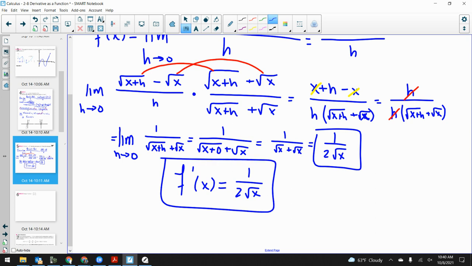Once we get to section like 3.3 or so, 3.4, you're going to be able to do that one a lot quicker than what we just did. But it's good to know the background, good to know where it comes from. Okay? Questions about that one? Let's do another one.